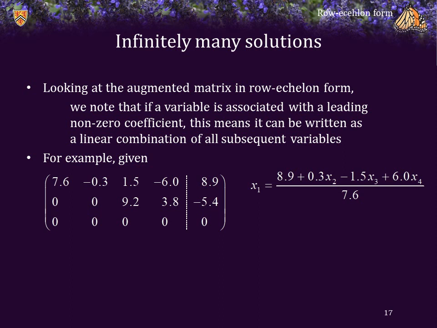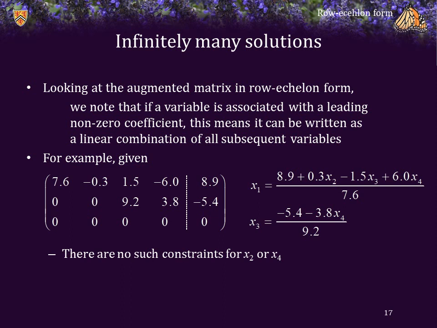Similarly, this second equation says that I can find x3 in terms of x4 by subtracting off x4 times the appropriate constant from the right hand side and then dividing both sides by 9.2. There are no such constraints for x2 or x4. Consequently, these two unknowns are going to be declared to be free variables. That means they can take on whatever values we want to give them.